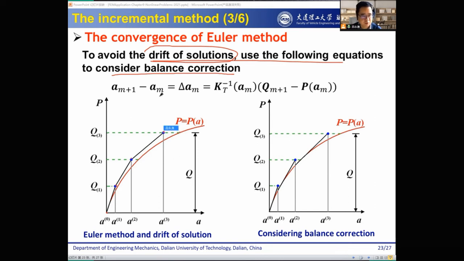So to avoid the drift of the solution, we use this equation to consider the balance correction. So this is the answer after we consider balance correction. We have here and here, and then we do the correction, and we move to here. Then we do a correction here. We get this, and then we continue to this. Then we do a balance correction and get this point. So this is a technique to avoid the drift of the solution.